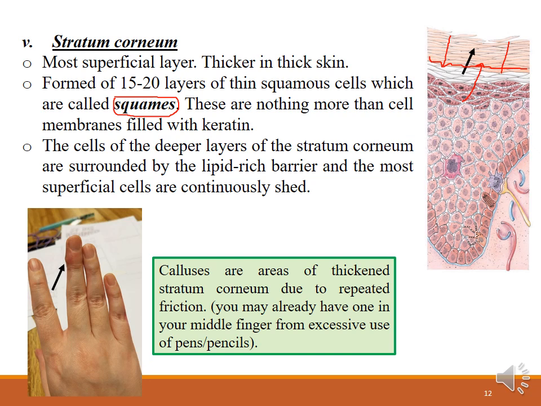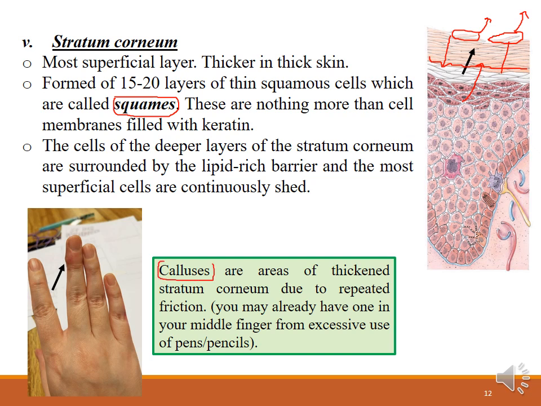of the stratum corneum. On the other hand, the cells in the superficial layers of the stratum corneum will be shed to the outside. And these cells are replaced by cells from the deeper layers.